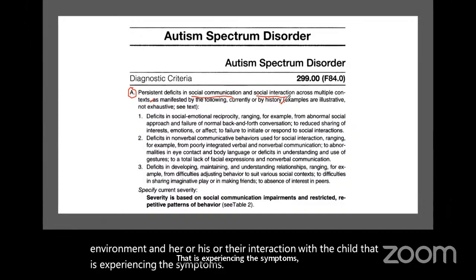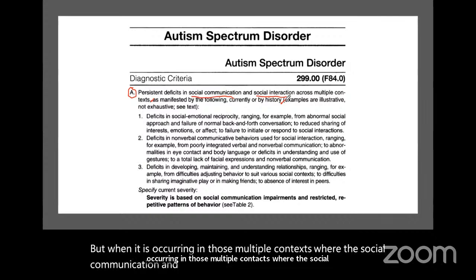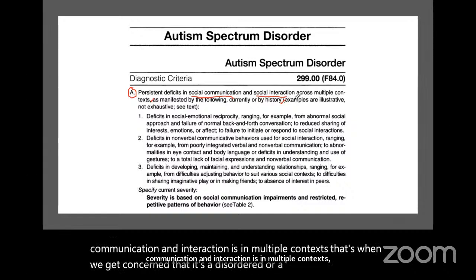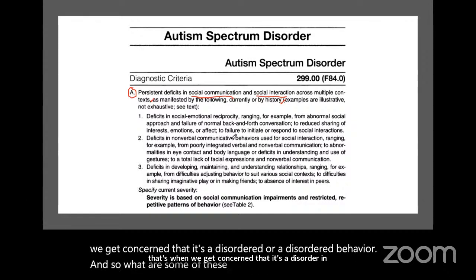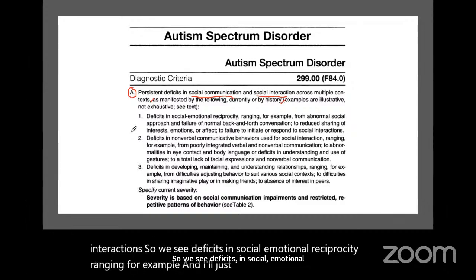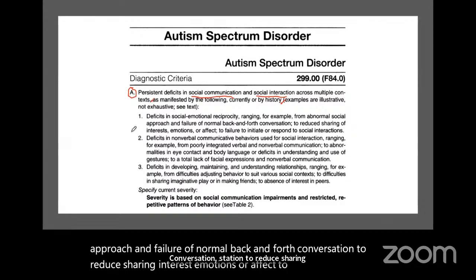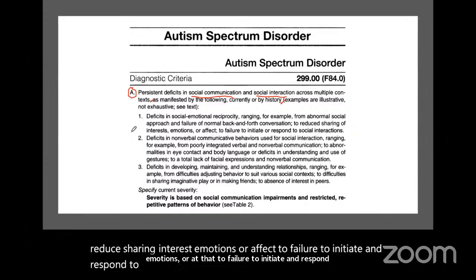But when it is occurring in those multiple contexts where the social communication and interaction is in multiple contexts, that's when we get concerned that it's a disorder or a disordered behavior. And so what are some of these social communication and social interactions? So we see deficits in social emotional reciprocity, ranging, for example, and I'll just read these, from abnormal social approach and failure of normal back and forth conversation, to reduced sharing of interests, emotions, or affect, to failure to initiate and respond to social interactions. So this can range across a range of different situations.